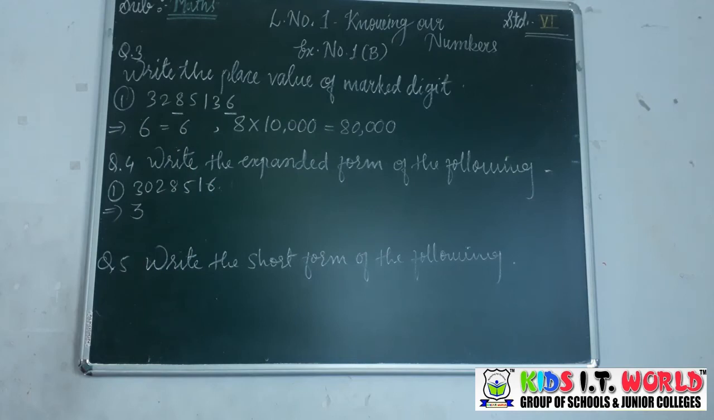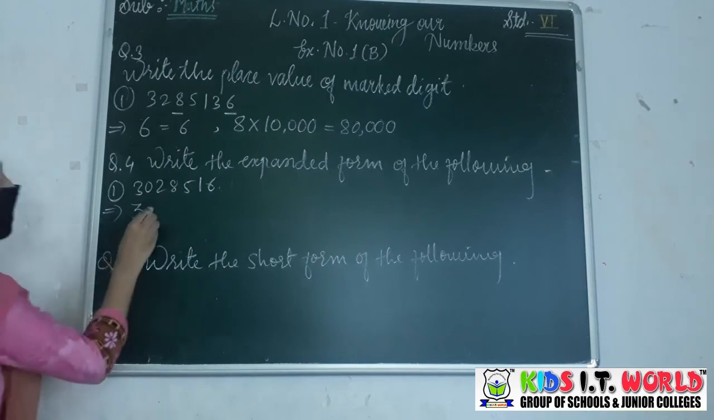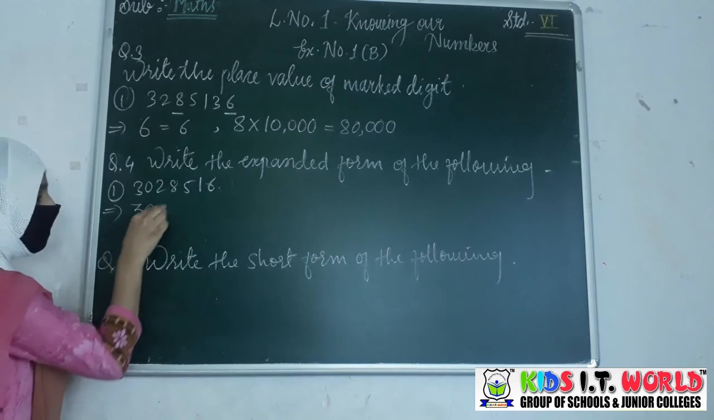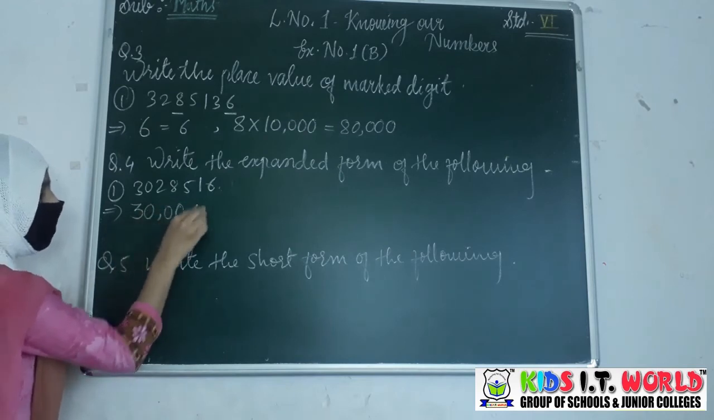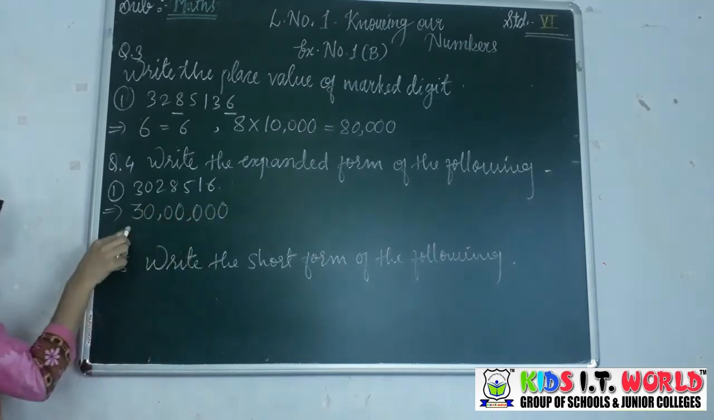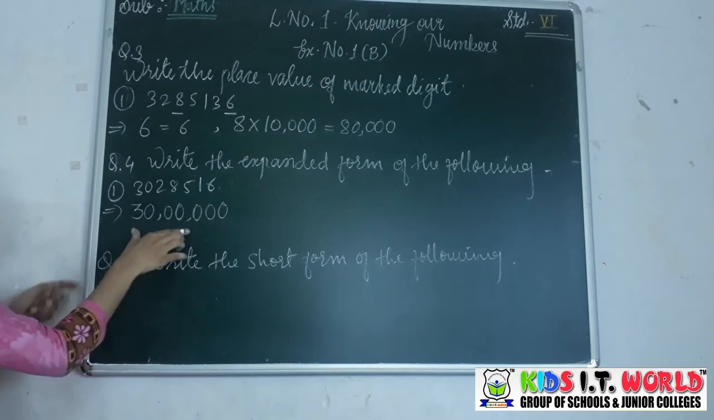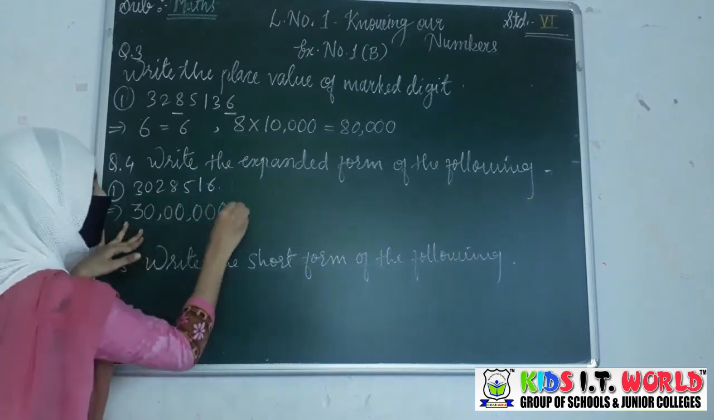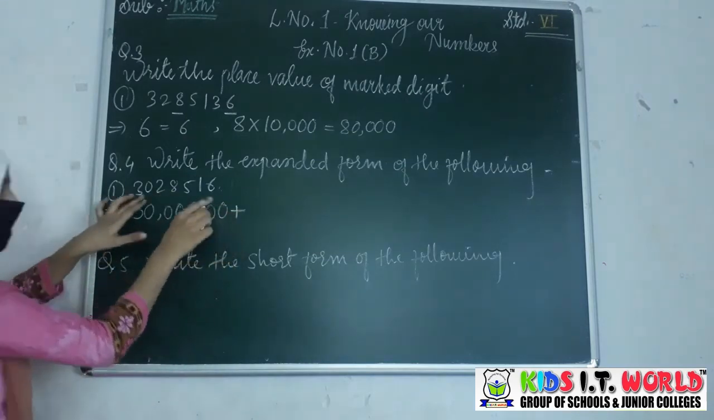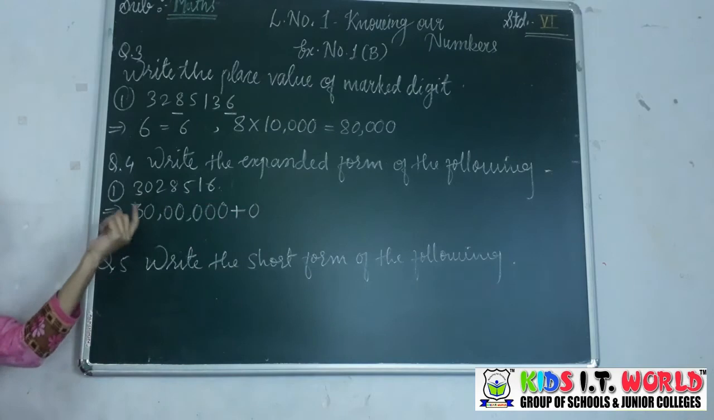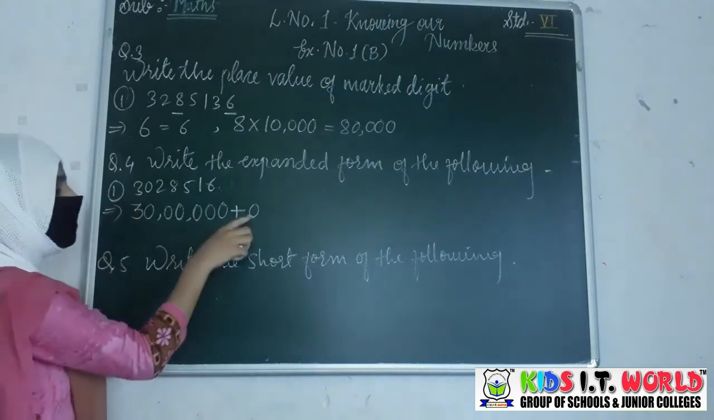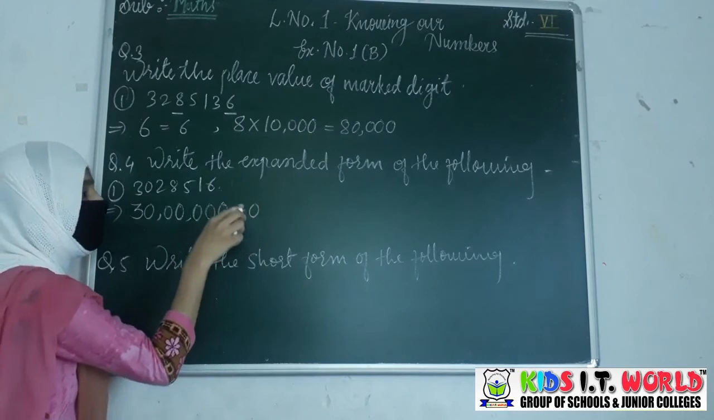So on the 10 lakhs, how many zeros will come? 6 zeros. So you will write 6 zeros here. 1, 3, 4, 5, 6. See, this is 10 lakhs. Then after finishing the expansion of the first number, you will give the sign of addition here. Then 0. If we find the place value of 0, you will get the 0 again. So place value of 0 will always be 0.